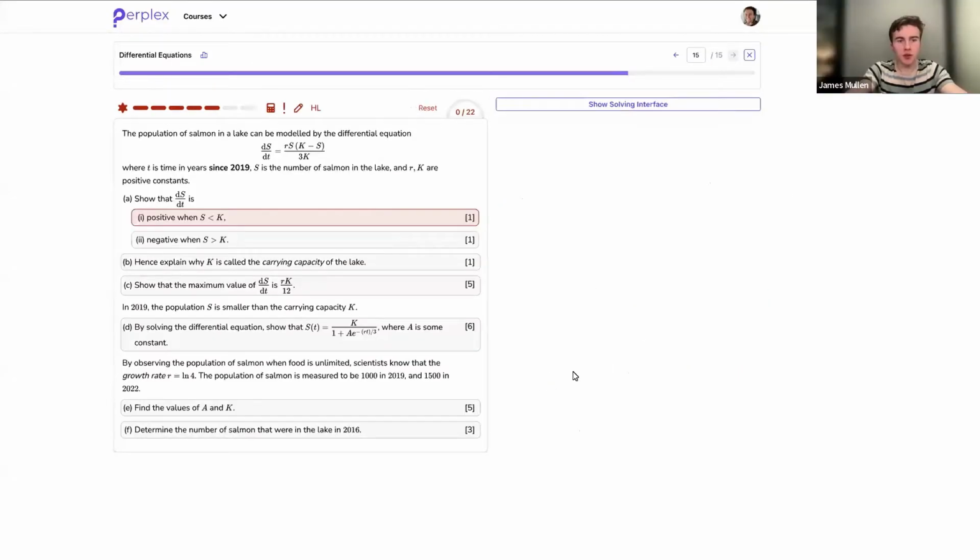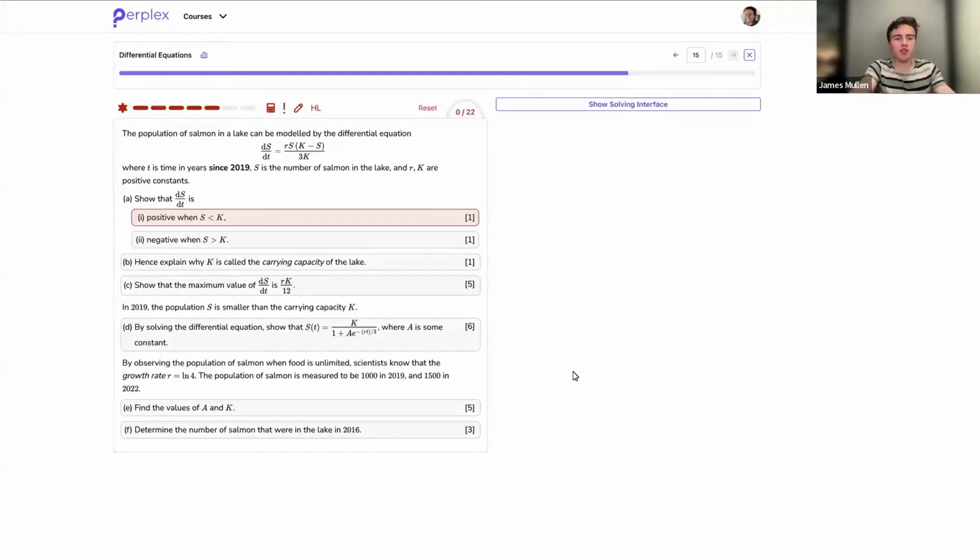In this question, we're told that the population of salmon in the lake can be modeled by the differential equation ds over dt is equal to rs times k minus s all over 3k, where t is the time in years since 2019, s is the number of salmon in the lake, and r and k are positive constants.